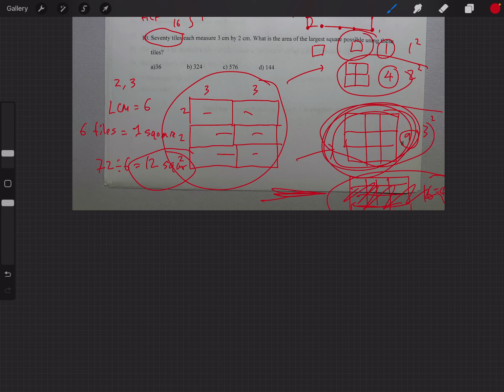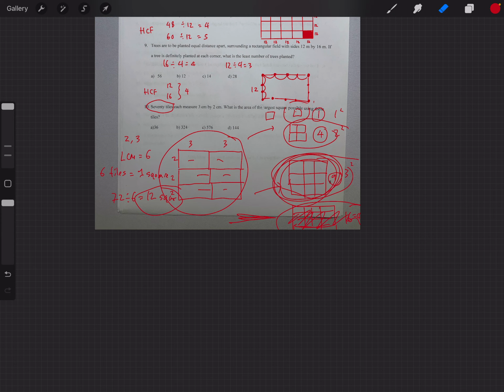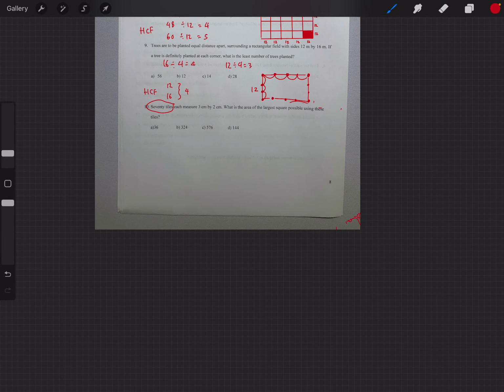So that means you have. It says, what is the largest square possible using these tiles? Largest square possible. Well, let's rub this part out and I'll show you. All right, so we know that we need 6 tiles to make 1 square. And how many squares do we need? We need 9 squares, which means 9 times 6, 54 tiles.